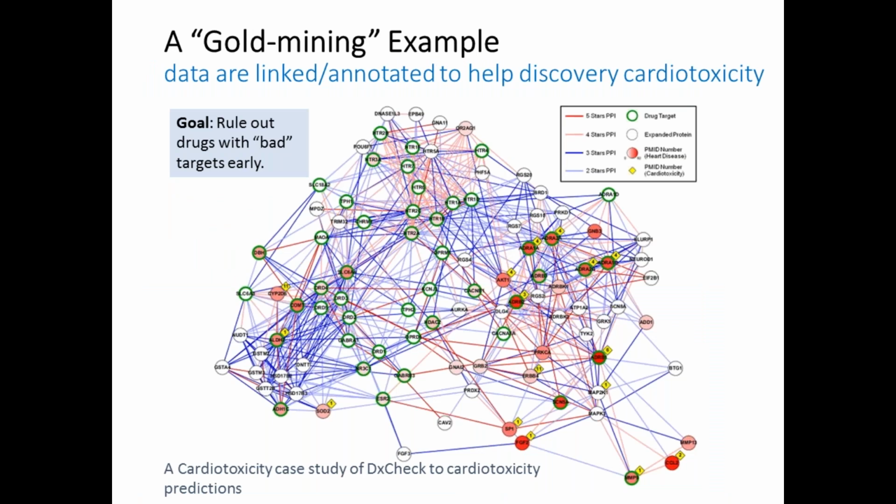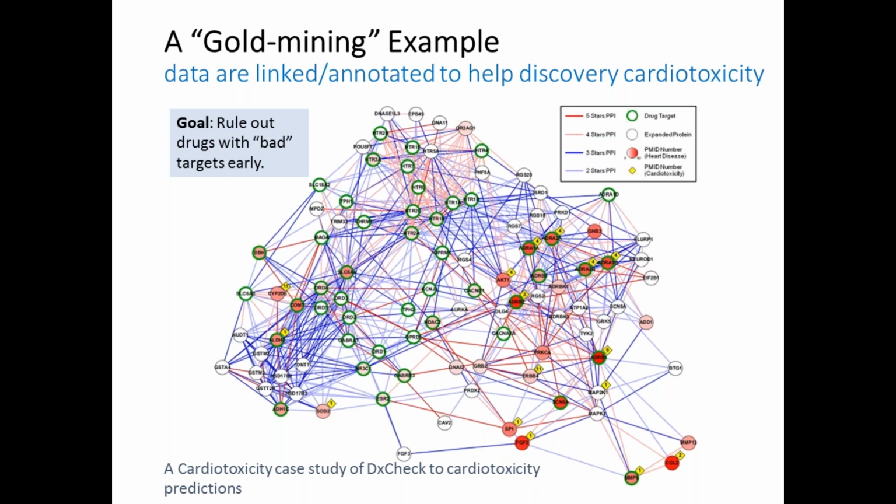This is one example, what I call the gold mining example. Remember the previous analogy I told you? So in gold mining, we were able to reduce the data that relates to the drug targets that have side effects into this small network. The drug targets are circled green in this plot.